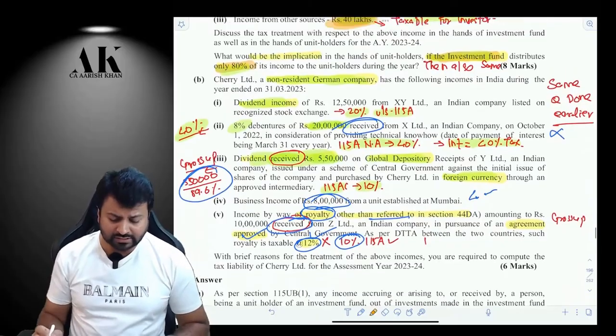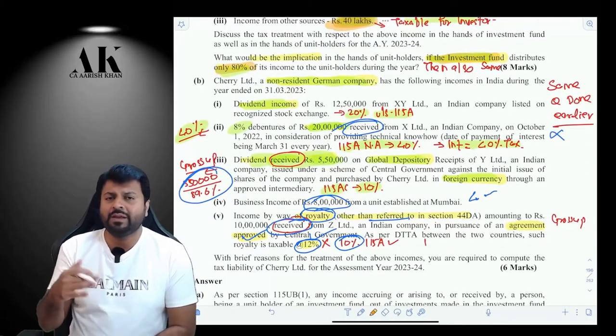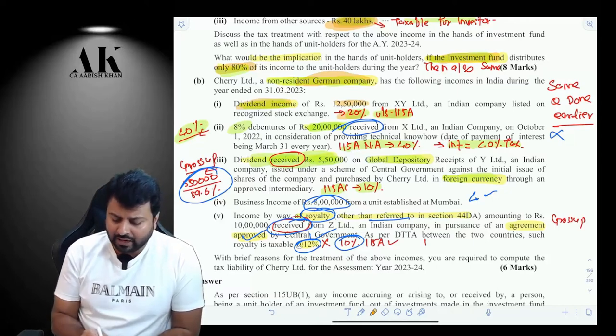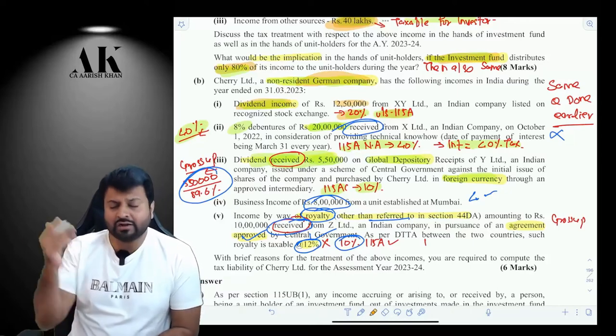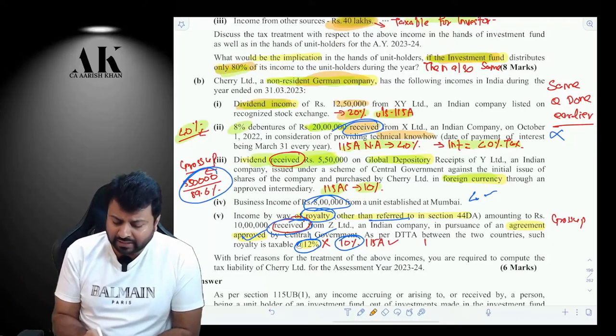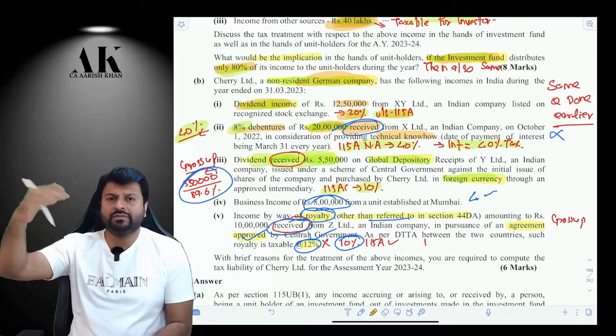Okay. The next question is a very simple question. Now it has become simple. By default, it is not simple, but now it has become simple because we have done this question a lot of times. There is a non-resident foreign company. It is earning some dividend of 12,50,000. This will be taxable at 20% under 115A. Now it is also receiving some income, that non-resident foreign company is giving some technical services to us. And we are paying them 20 lakh rupees by what? By giving them what? A debenture. We are not giving them money, but we are giving them debenture.